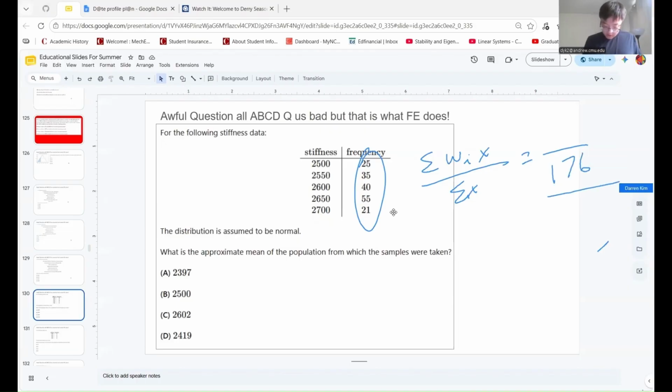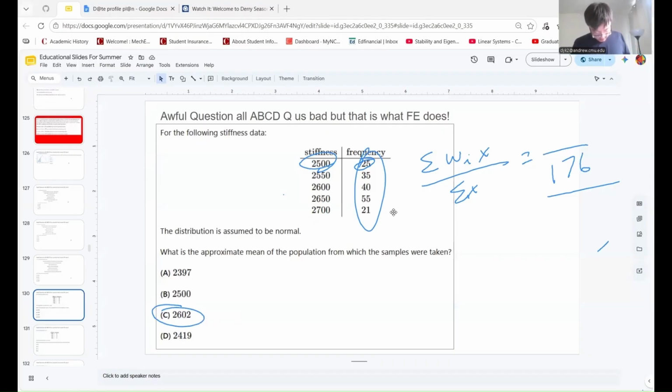Next thing you have to do is multiply each. So 2500 multiplied by 25, and so on and so forth. Multiplied by 25 plus 2550 multiplied by 35 plus 2600 multiplied by, what again? 40 plus 2650 multiplied by 55 plus 2700 multiplied by 21, divided by 176 equals 173. So it's about C, I think.